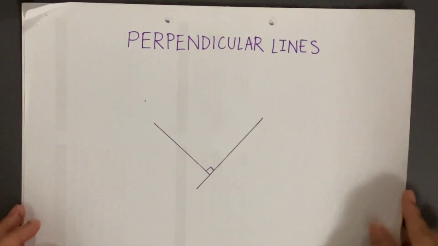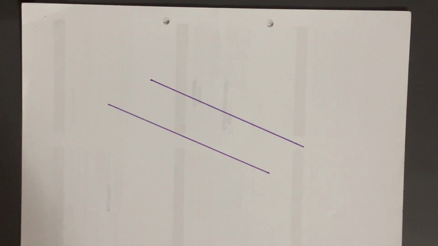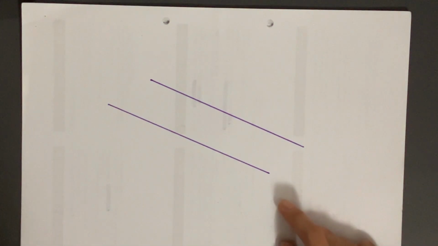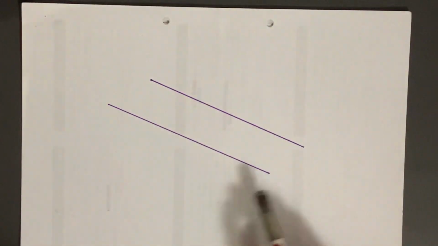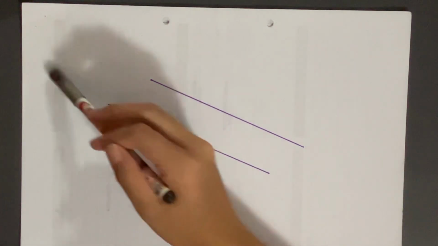Now, what are parallel lines? What I have here are a pair of parallel lines. Parallel lines are lines that will never meet. So they are the opposite of perpendicular lines. It's not just in the picture that they will never meet. If I extend them, for example, I continue the line this way and this way, as well as this line, this way and this way, the lines will never meet, even outside of the paper.